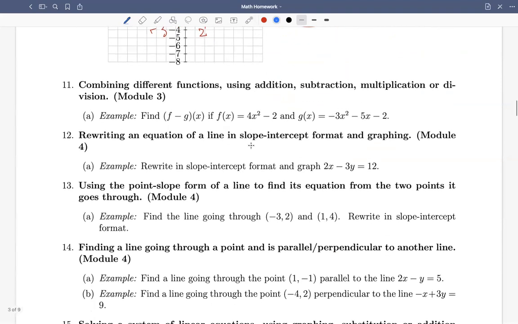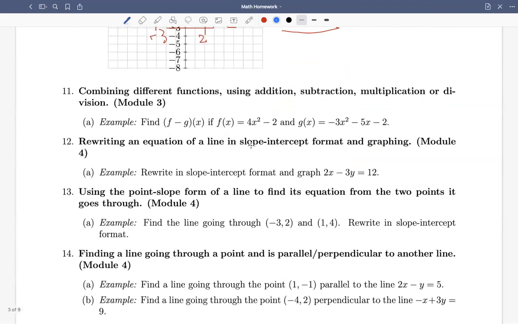Let's look at 11. Combining different functions using addition, subtraction, multiplication, or division, right? So I have this notation. This means f of x minus g of x. So f of x minus g of x. So this is just notation-wise. Okay, f minus g of x means exactly f of x minus g of x.